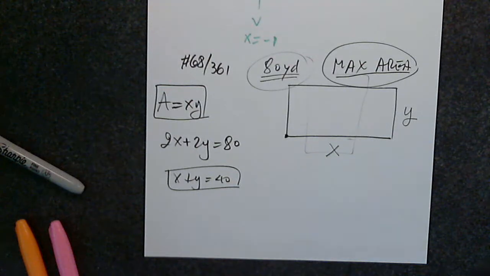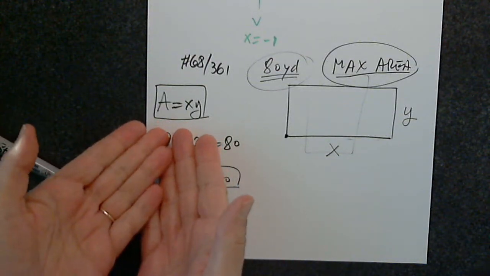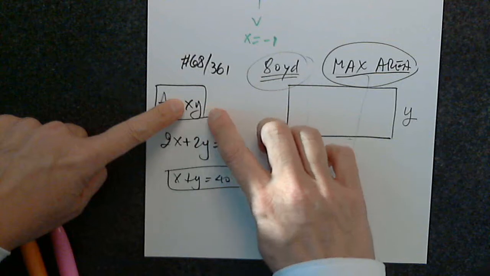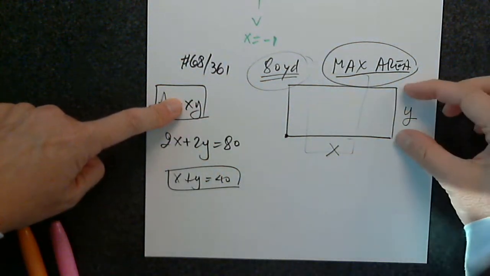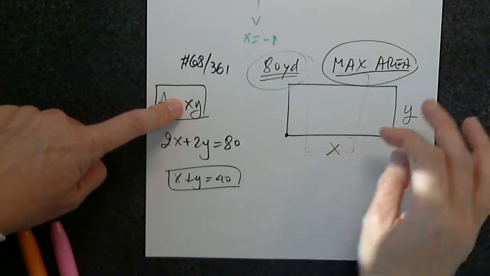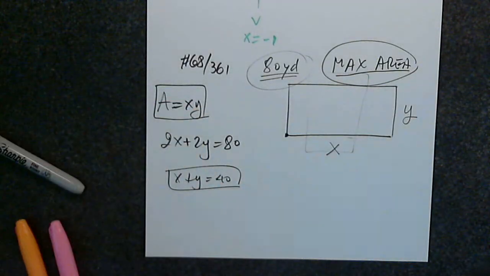we are asked to find the maximum area. So this is my area. This is my function. But I have two variables in the function. This is not the y that represents the function. This is a totally different y. It's the width. So this is the length and this is the width. So I need to get rid of one of these two.